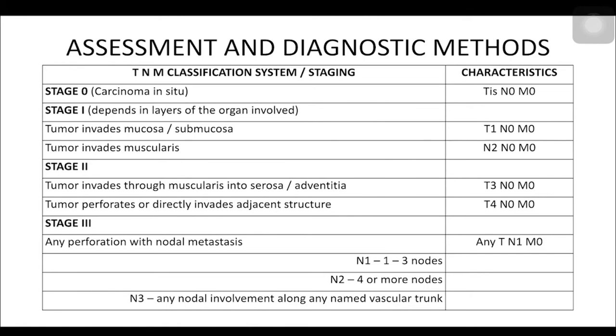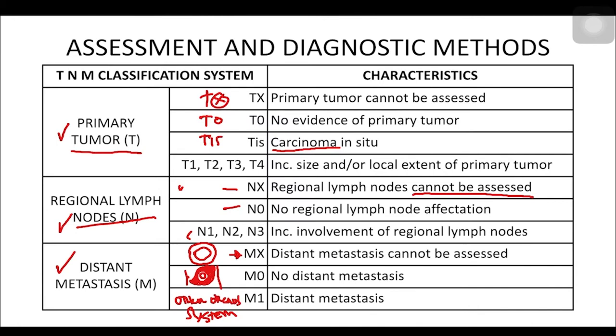Sir, where did you get that? Let's go back here. This one: TX, T0, TIS, T1, T2, T3, T4, regional lymph. There. And then the MX. Let's go back.